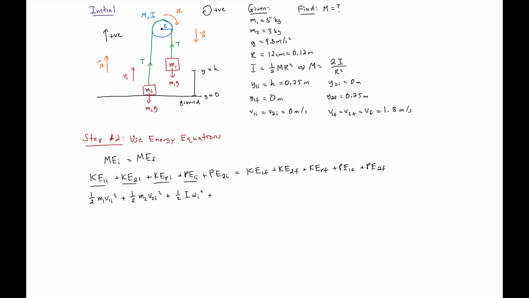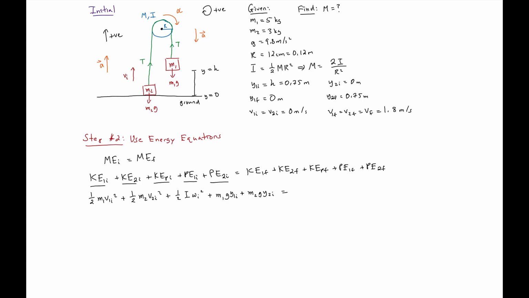Then we look over here at the gravitational potential energy of the first mass initially. It is at a height of h, so we have m1 g h, plus the gravitational potential energy of the second mass. It's at 0, so we have m2 g y2i. Should probably change this to y1i, just to be clear.